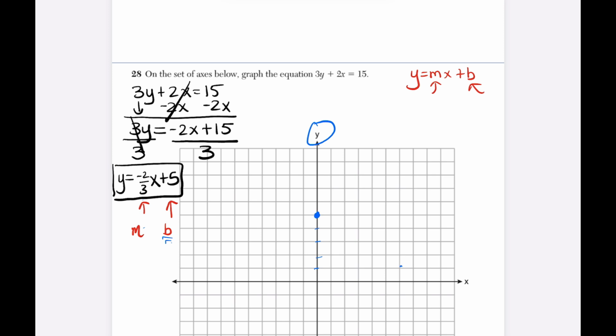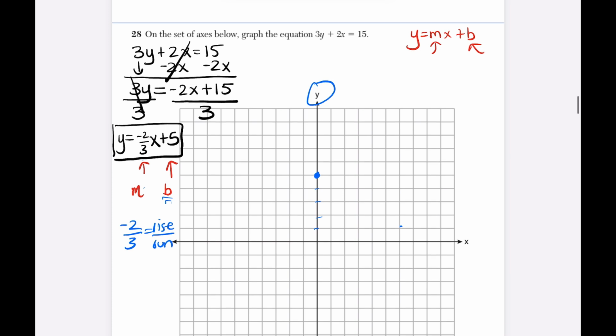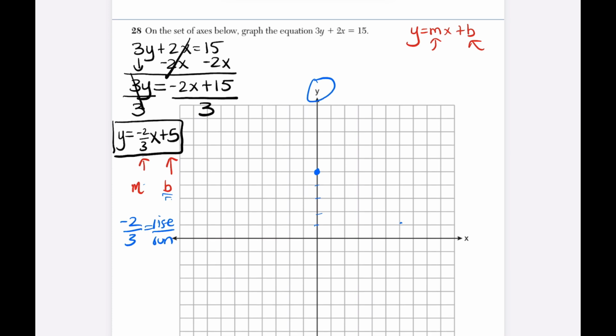Now I'm going to use the slope, negative 2/3, which is my rise over run. And now because that slope is negative, I already know this line is going downwards from left to right. I'm going to go down 2. So I'm going to go down 2, and then I'm going to go right 3. So that's how I'm using my rise over run. I went down 2, right 3, and I can go again and down another 2, right another 3, and build my line.